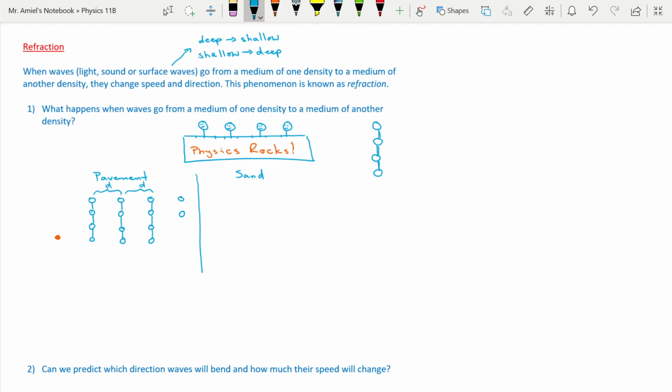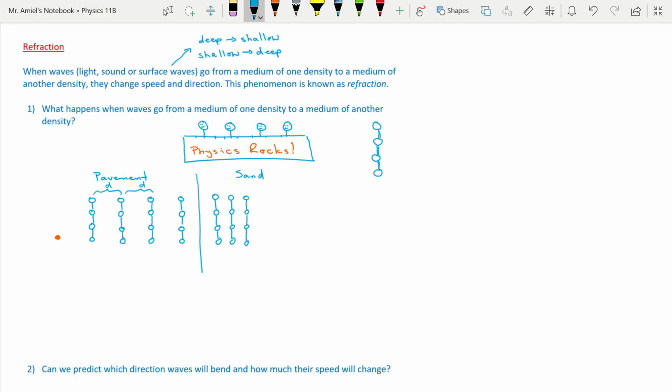So as these people come along, they're moving forward, they're going to hit the sand. Well, what's going to happen? Well, obviously, they're going to be able to move faster on the pavement than they are on the sand. So once they hit the sand, they're actually going to slow down. And that means that the people coming behind them are going to be able to catch up. So in effect, the distance between these groups of people is going to decrease.